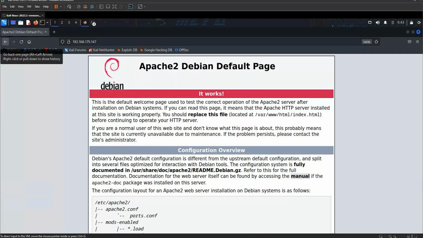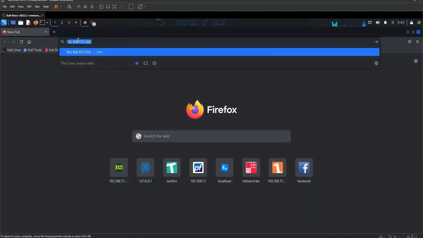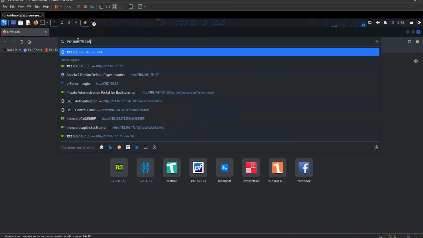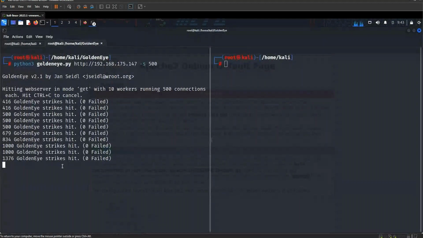Yes? Okay, let's try to open it again. 192.168.175.147. Right? So can you see 171718 GoldenEye strikes hit, 0 failed. So it is working, right?